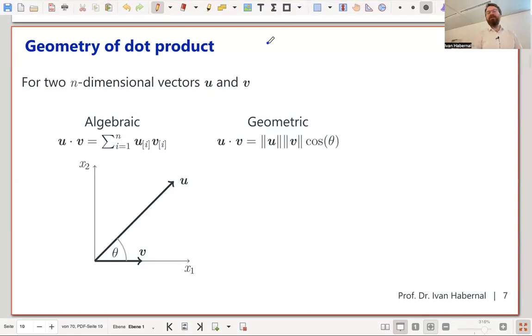But anyway, here's the geometric representation. It's taking the cosine of theta. So now it gives us the answer to what is the cosine of 90 degrees? 0. So if 2 vectors have a so-called right angle, then the dot product will be 0, not 1.